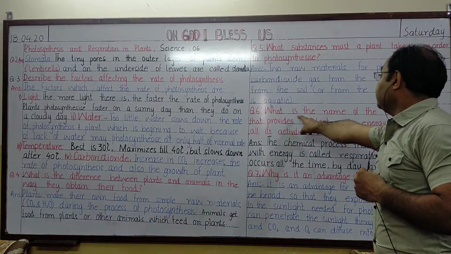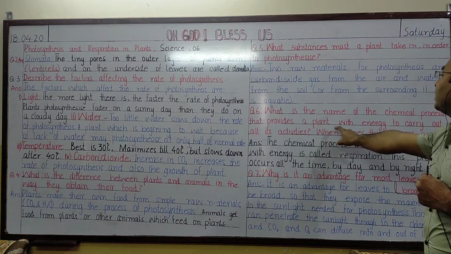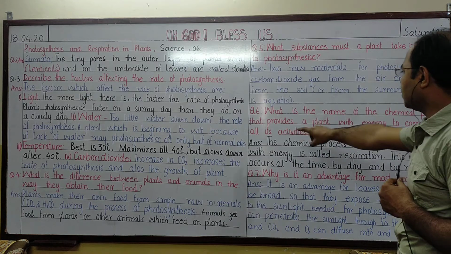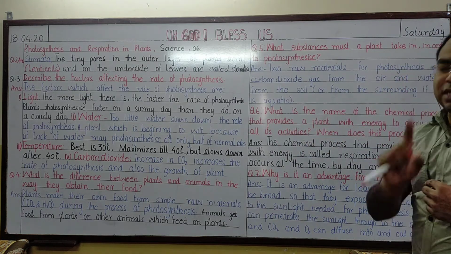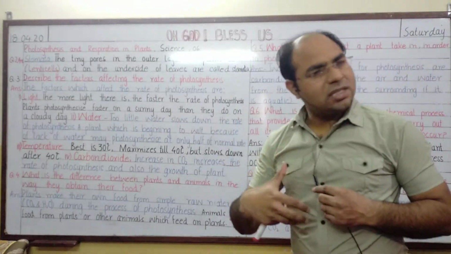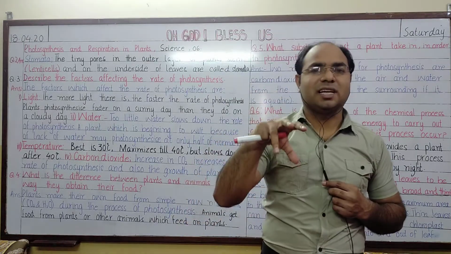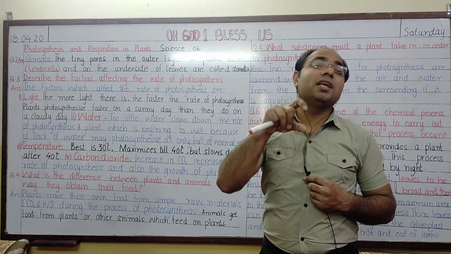Then next question number 6 is, what is the name of the chemical process that provides a plant with energy to carry out all its activities? When does this process occur? Yes, my dear, plants, animals, any living thing, they have a very important process, and that is known as respiration. Respiration is the burning of food.